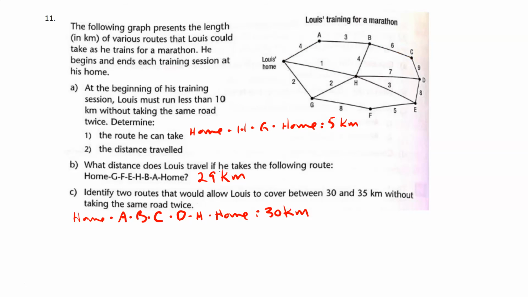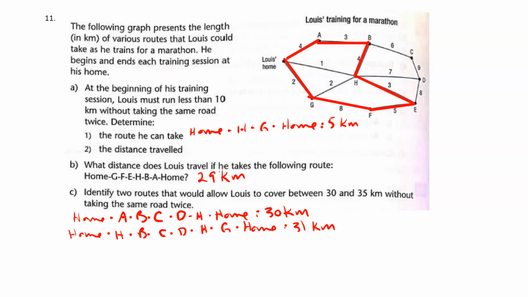How about another route? Louis' home to H, there's 1, plus 4 is 5, plus 6 is 11, plus 9 is 20, plus 7 is 27, plus 2 is 29, plus another 2 is 31. Maybe there's one more. If we start at his home and go to G, that's 2, plus 8 is 10, plus 5 is 15, plus 3 is 18, plus 4 is 22, plus 3 is 25, plus 4 is 29. But Louis wanted a route that was between 30 and 35 kilometers, so this one doesn't work.